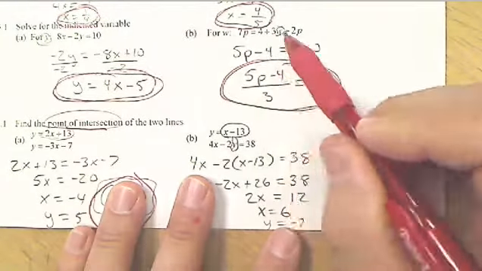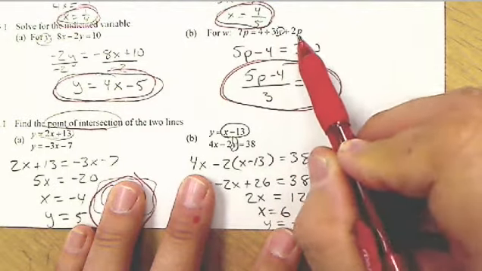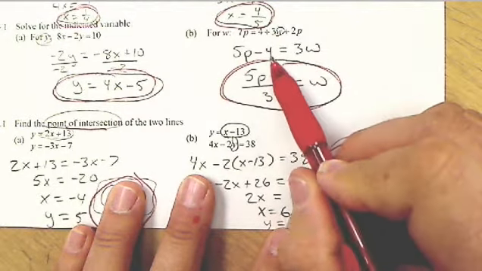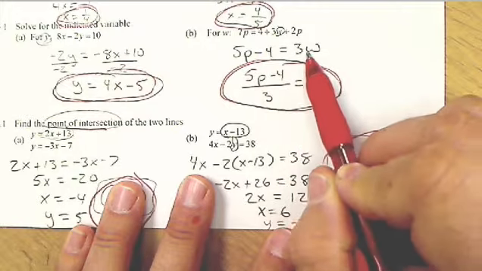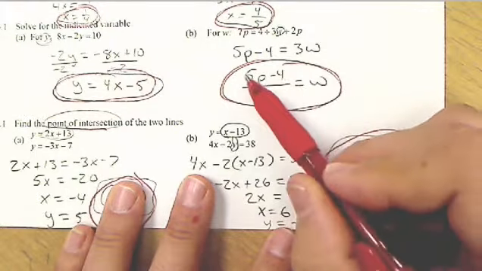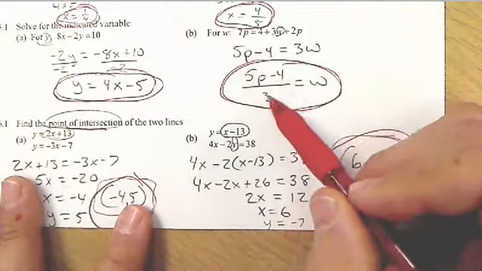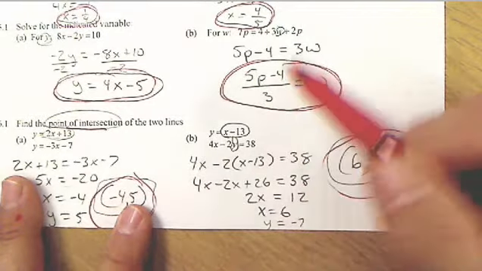Solving for w. I've got to get the w all by itself. So I subtract 2p from both sides, and I subtracted 4. That's how I got the 3w by itself. Divide by 3. Divide by 3. So you get 5p minus 4 over 3. Some people wrote it 5p over 3 minus 4 over 3. That also works.